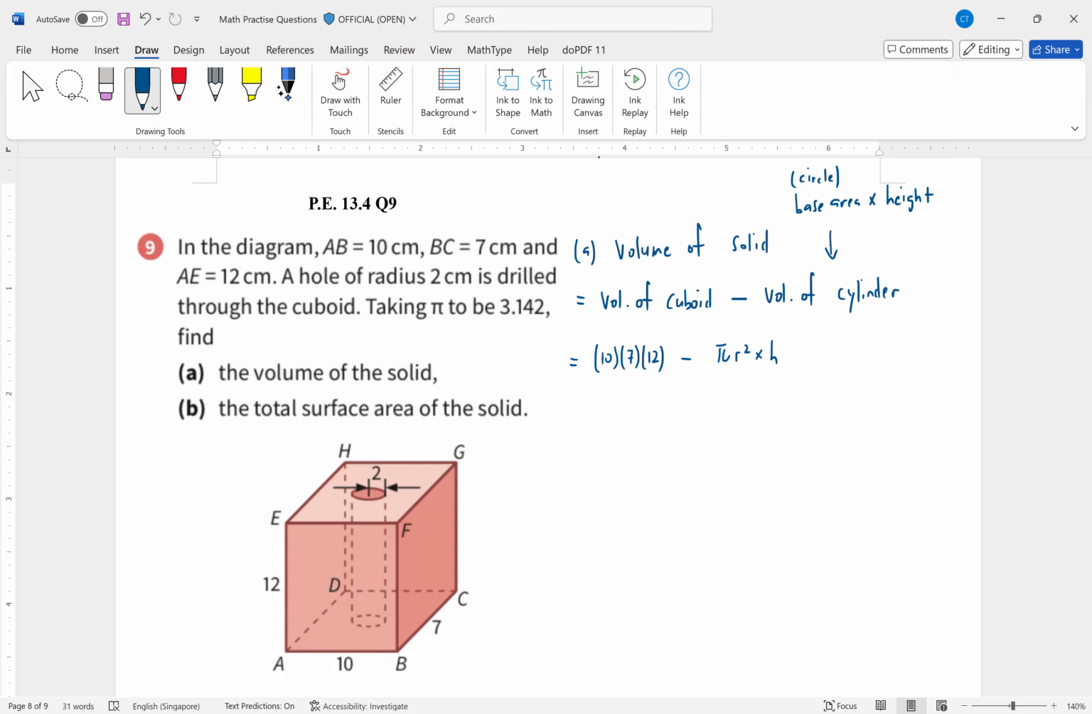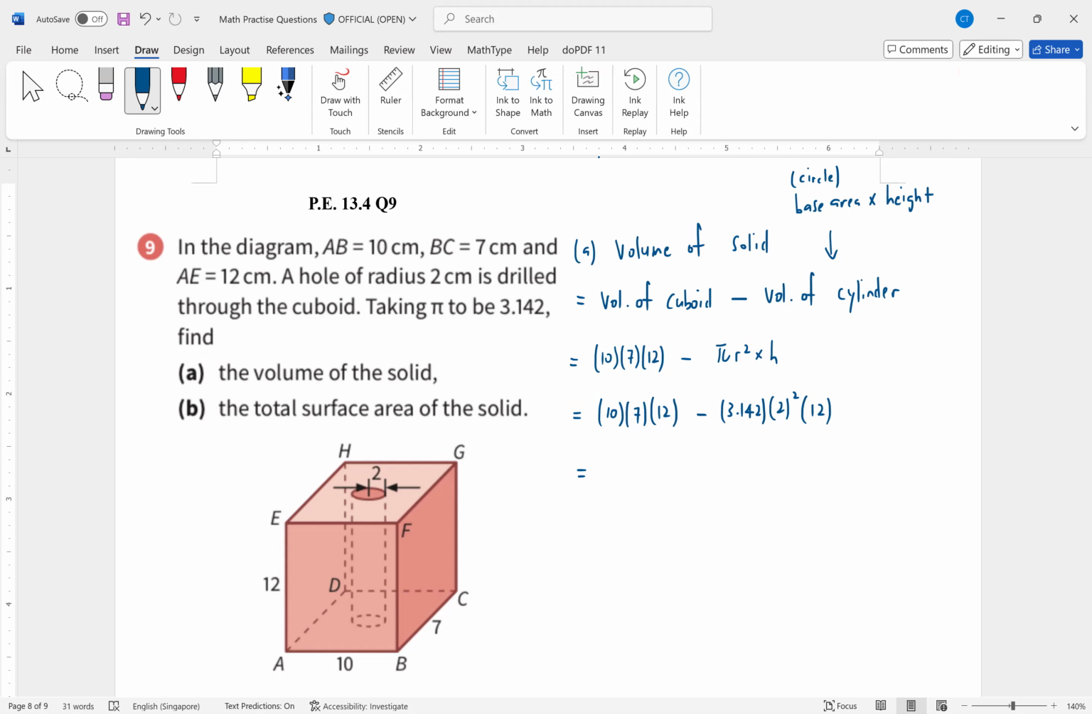They want us to use pi to be 3.142. So I'll rewrite this one. Volume of cuboid minus, pi is 3.142. Remember, area of circle is pi r squared. r is now 2. r is the radius, you can see here. Multiply by 12. So all you need to do is press your calculator and compute this out.